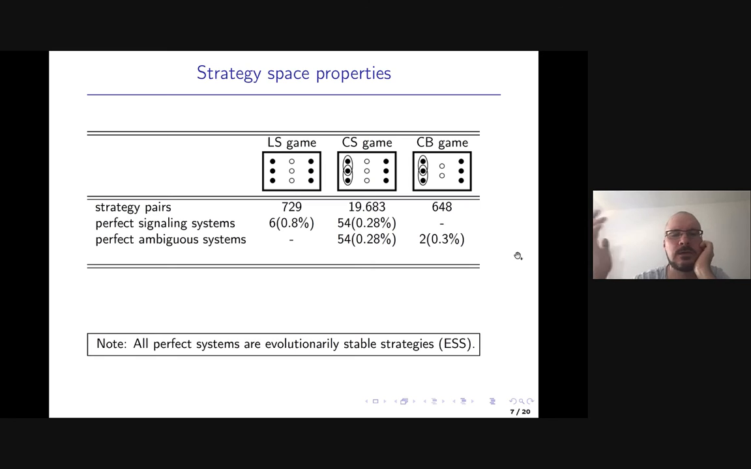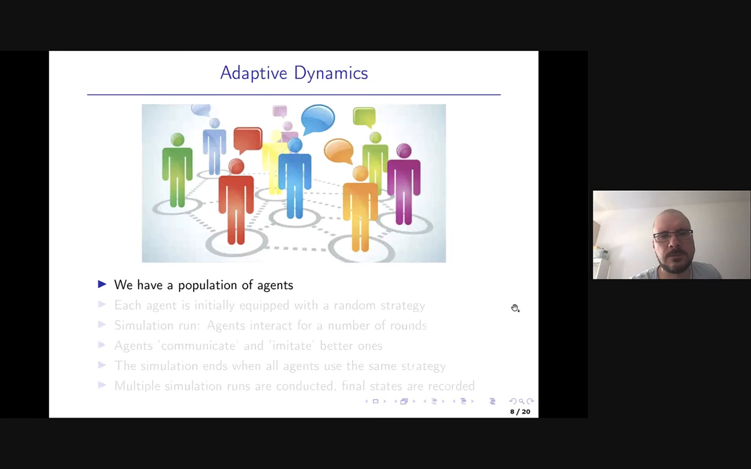You can also use mathematical tools to detect evolutionary stable strategies, and you will find that the perfect communicative strategies are all evolutionary stable. Interestingly, as soon as you have these contextual cues, you also have communication systems that don't ensure perfect communication. Let's say they only have a success rate of 83% or something, but they are still evolutionary stable. This is just a side note here. It's not important for the study.